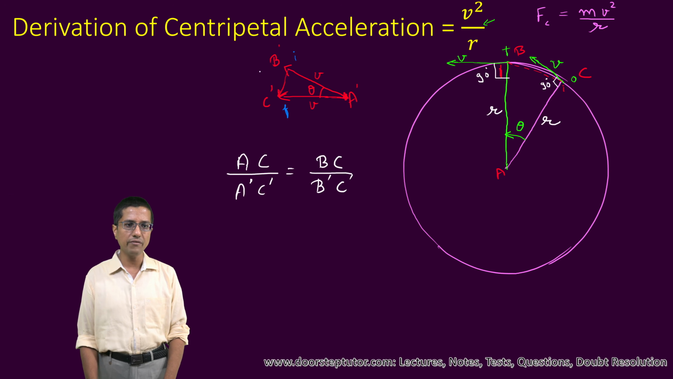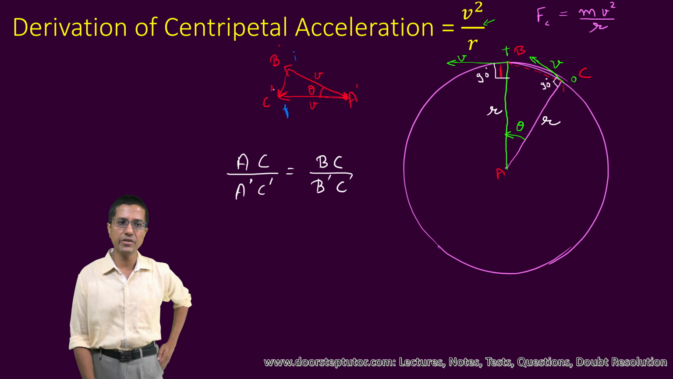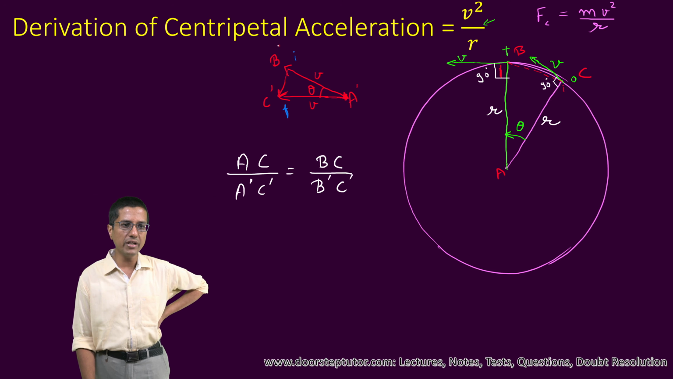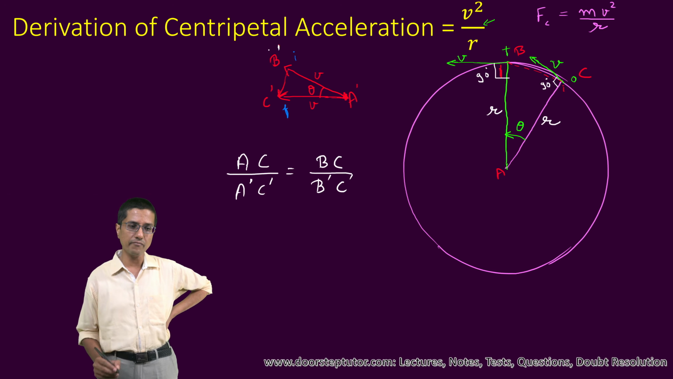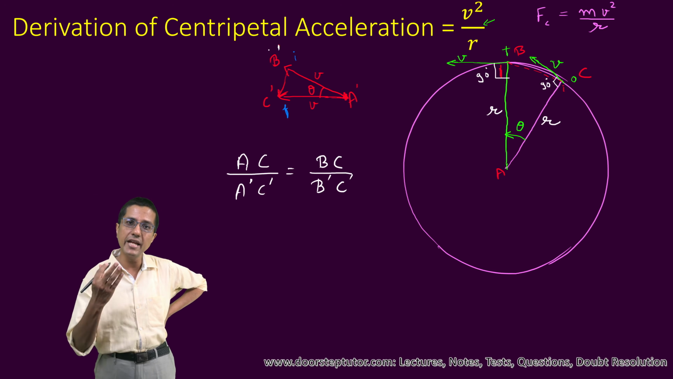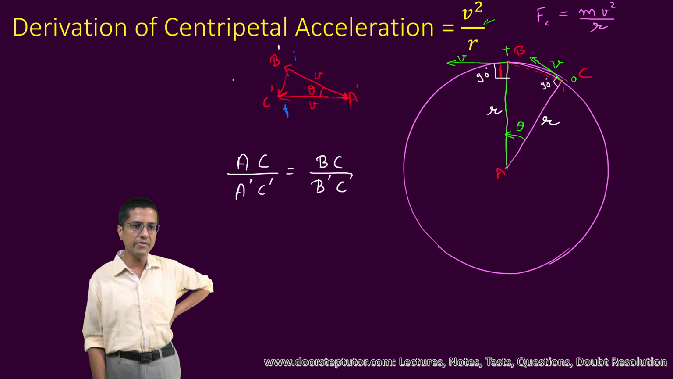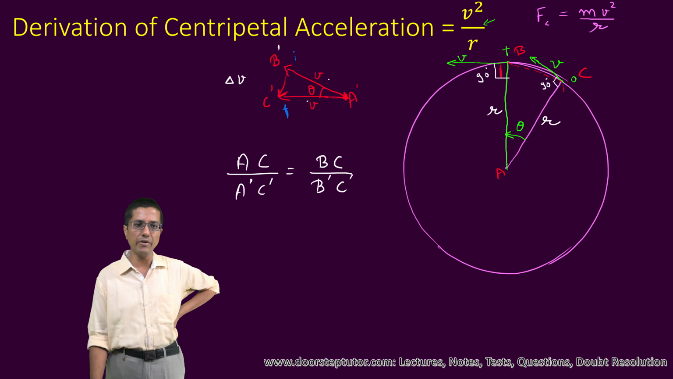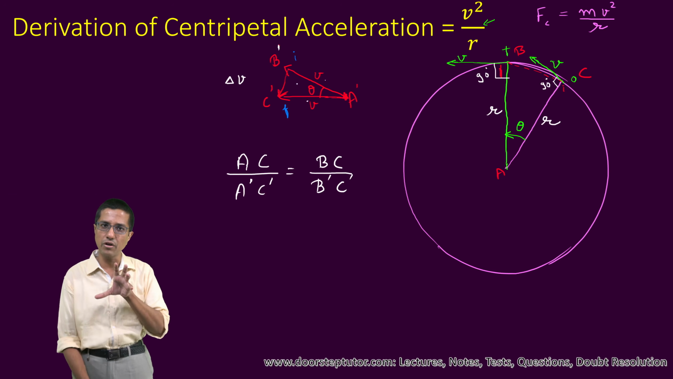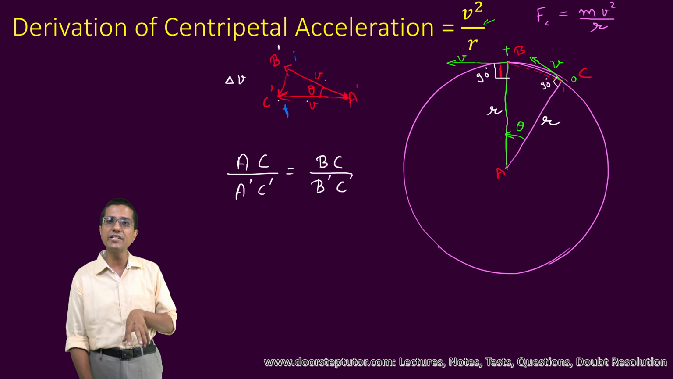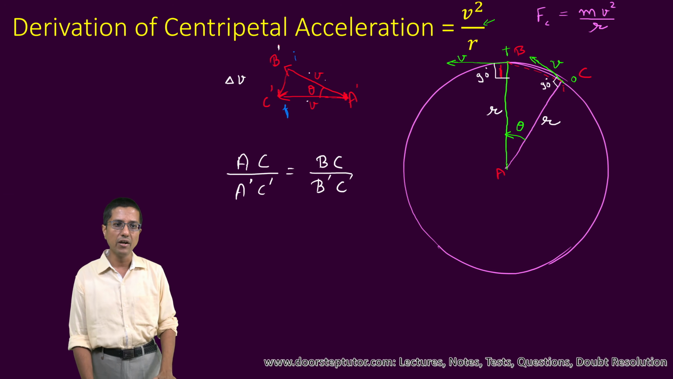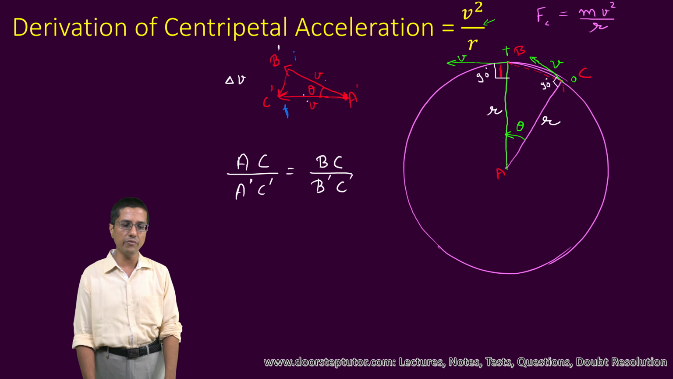This we said was the B dash C dash, the vector B dash C dash is actually the change in velocity vector. Okay, so this vector represents delta V. It represents the change in velocity from initial to final, from initial velocity to final velocity. That is what this B dash C dash is representing. It is the subtraction of these two vectors, difference of these two vectors.